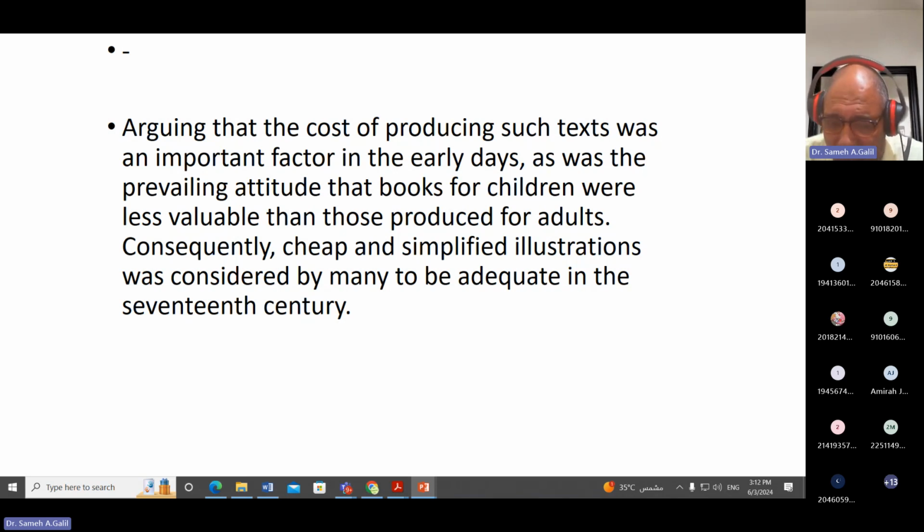So what do we have at the time, as the result of this kind of neglect and this lack of appreciation of those kinds of books for children? The result was cheap and simplified illustrations. And again, it would take some time until people started to realize that children's literature is as important as adult literature.